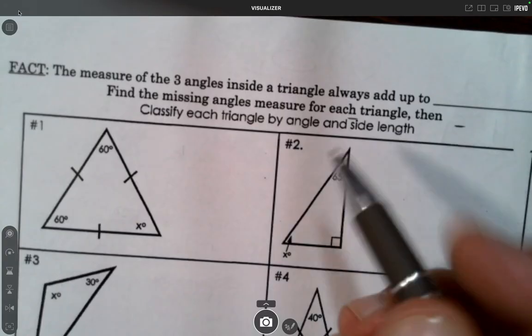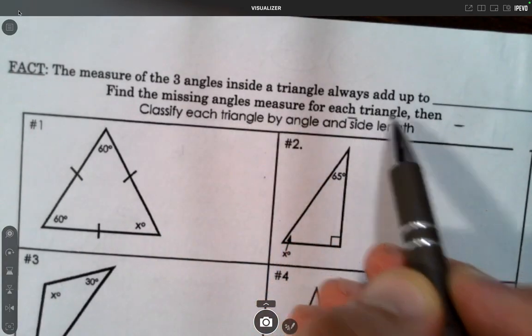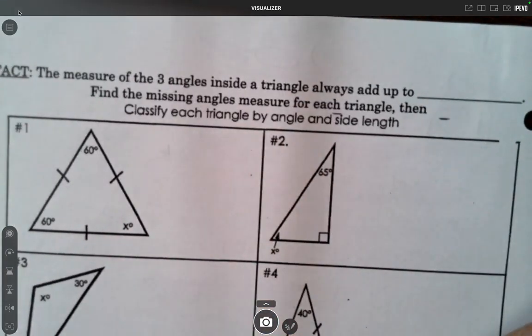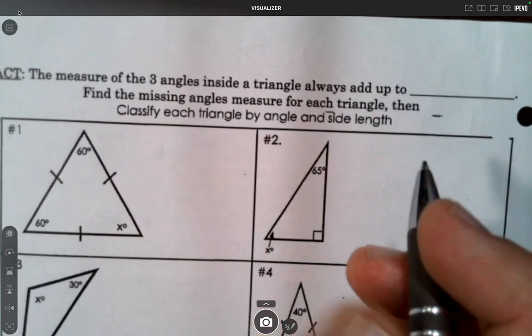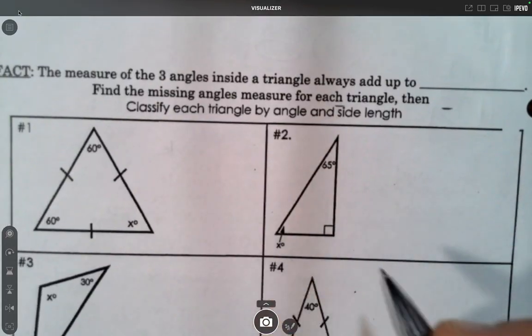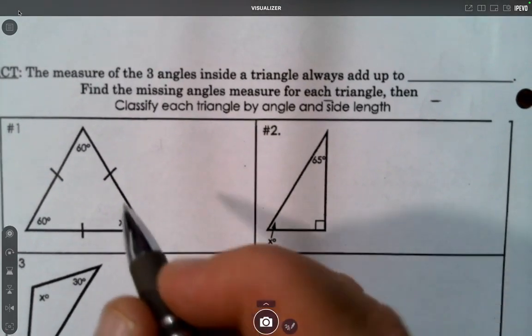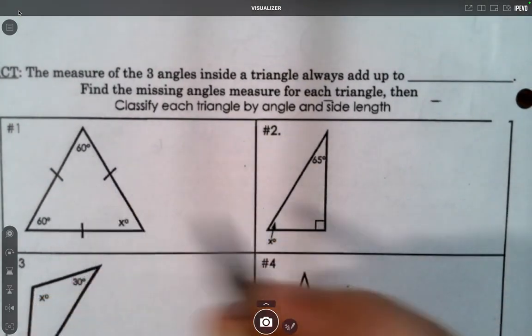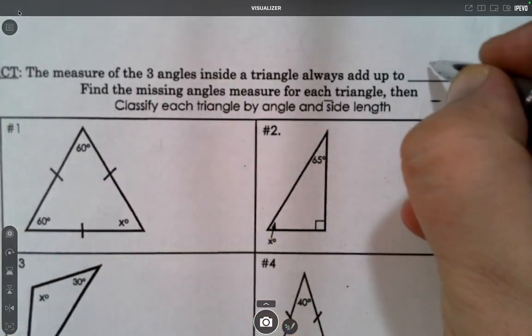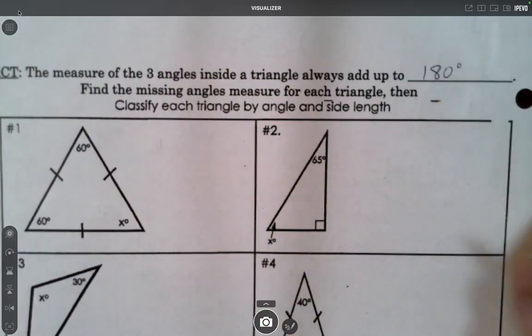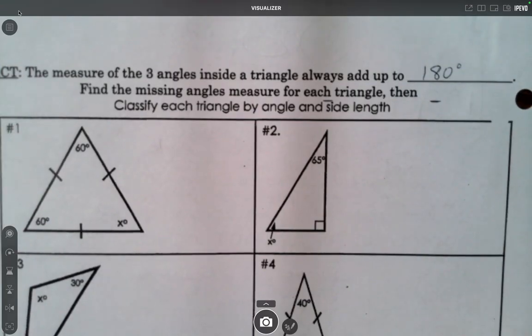Now this says, find the missing angle measures for each triangle. We're going to do that second. I want to teach that after we deal with talking about, actually, I take that back. I think we should do that first, then we'll go back and classify them all. So the other fact you need to learn in this lesson is that if you add up all three angles, all three inside any triangle, it will always add up to 180 degrees. So every triangle, doesn't matter if it's acute, equiangular, obtuse, right, all of them add up to 180 degrees.